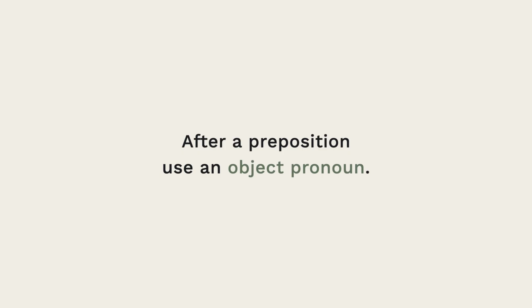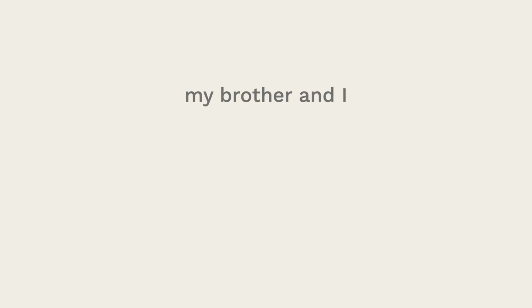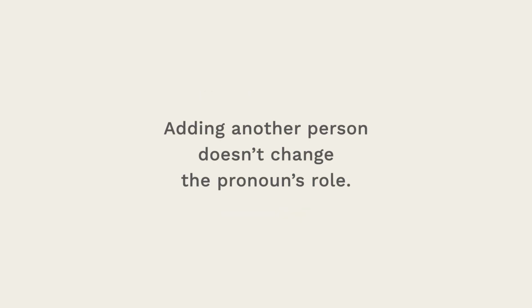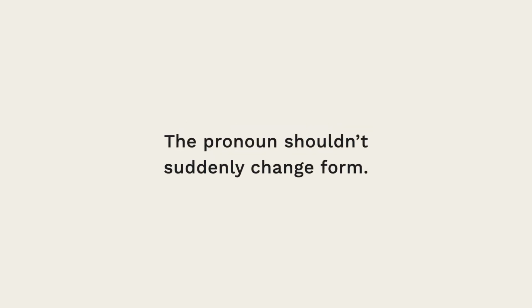A useful test can help here too. To determine whether to use I or me, simplify the sentence by removing the other person. Let's revisit the example. In this case, we remove my brother. You wouldn't say, "My mother made dinner for I." You'd say, "My mother made dinner for me." And that usually tells you what you need to know. Adding another person doesn't change the role of the pronoun. So the pronoun shouldn't suddenly change form. And that's where overcorrection can begin.